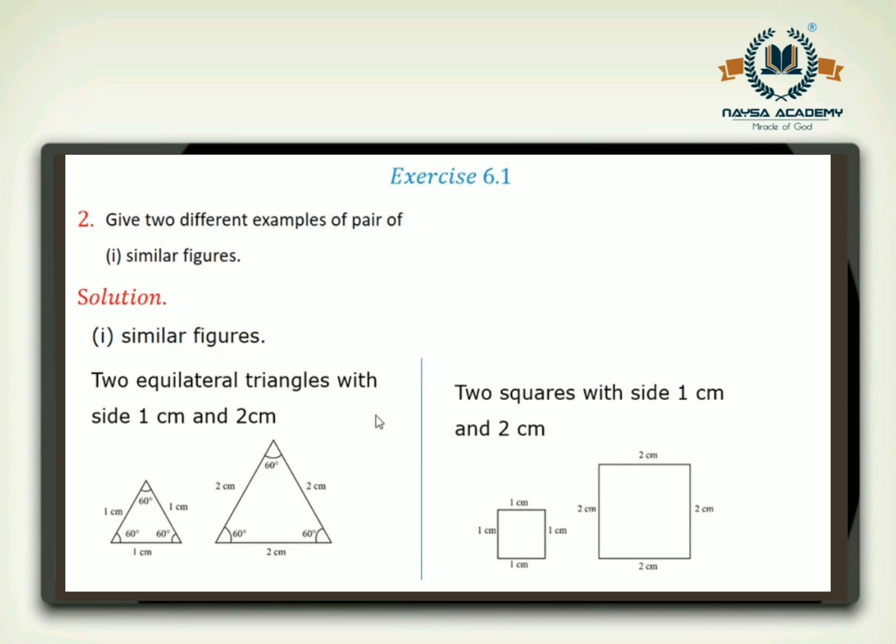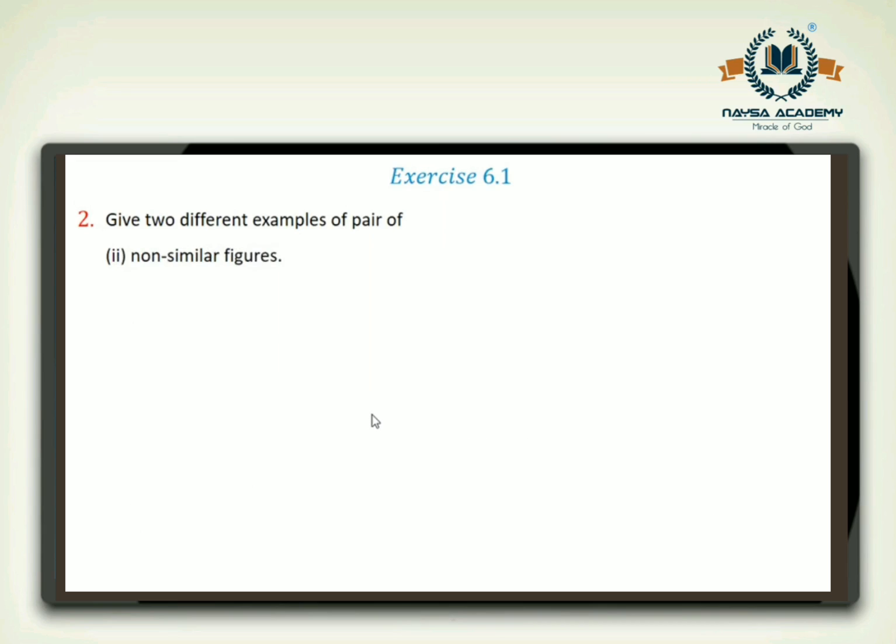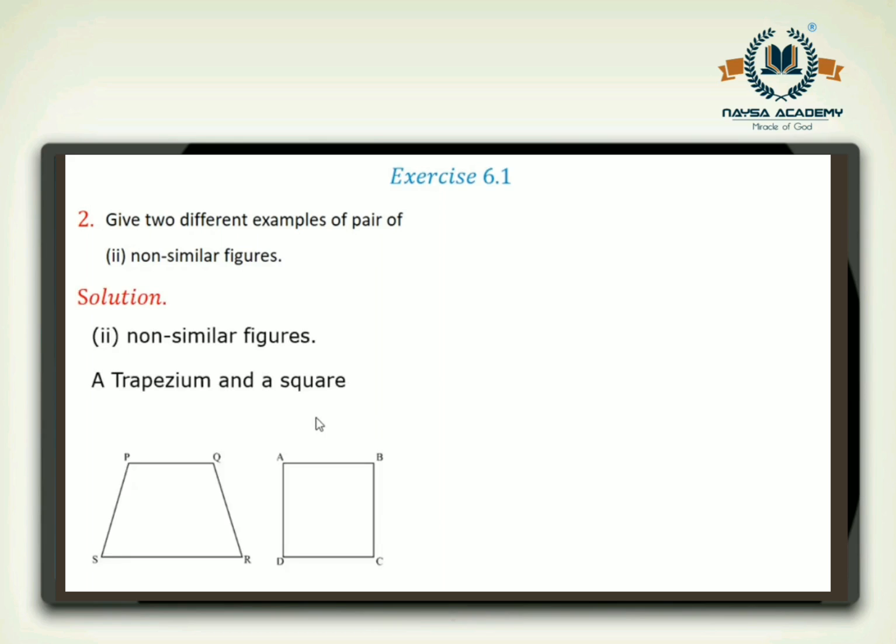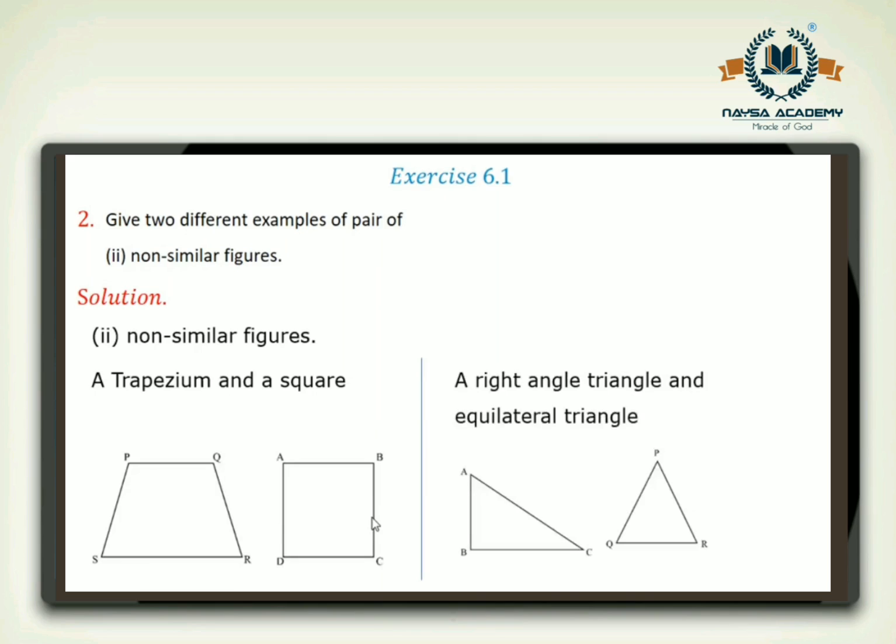Now we have to give two examples of non-similar figures. For non-similar figures, take any two different shapes. Here I have taken a trapezium and a square, so they are non-similar figures. Similarly, a right angle triangle and an equilateral triangle are also not similar. So these are examples of non-similar figures.